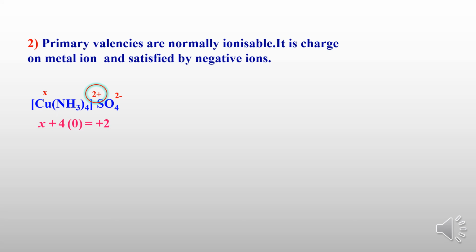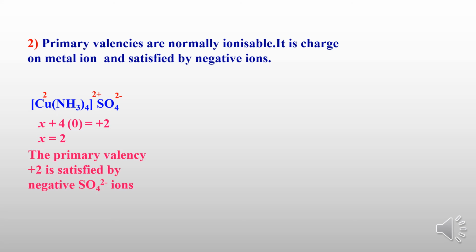If you remove the sulfate, you have to take the charge as plus 2. So here you have taken charge plus 2 and removed the sulfate, and you will get x is equal to 2. Now see, the primary valency plus 2 is satisfied by what? The negative ion, that is the sulfate ion, SO4 2 minus. If you remove it, the sphere will get charge plus 2, and then the oxidation state of the metal will also be plus 2.